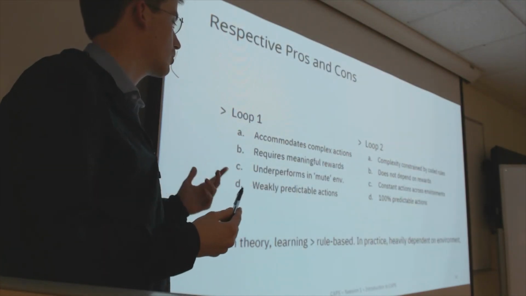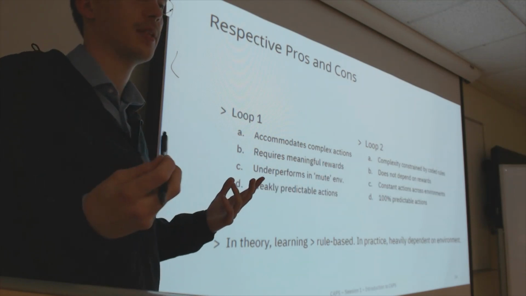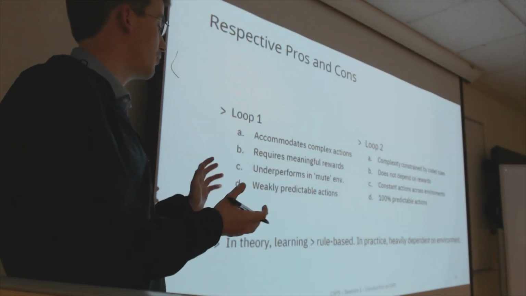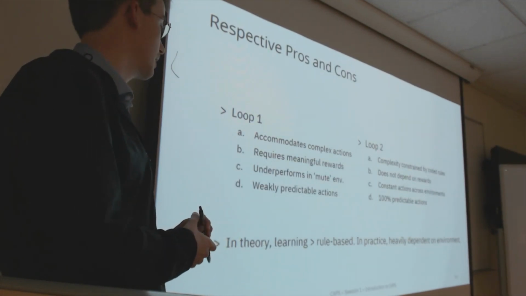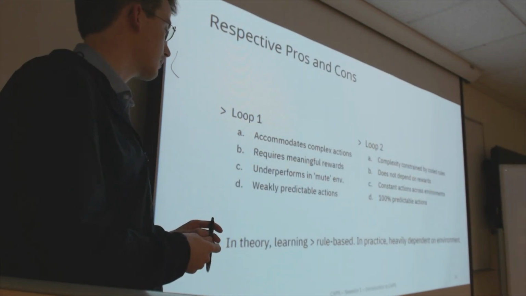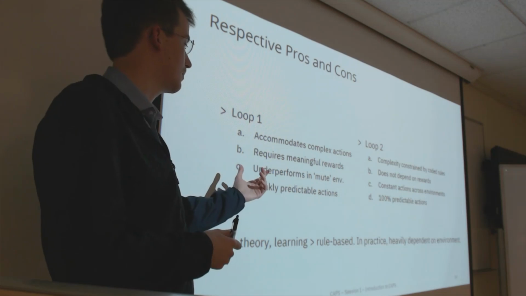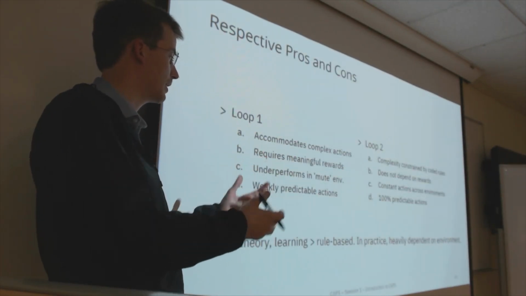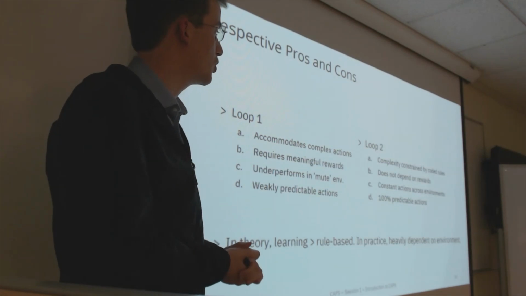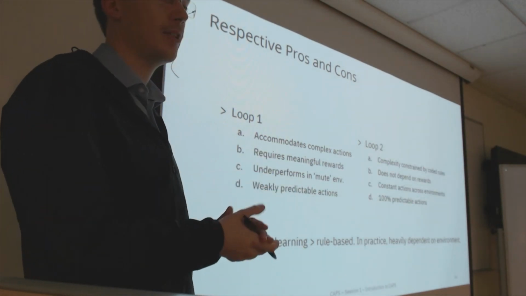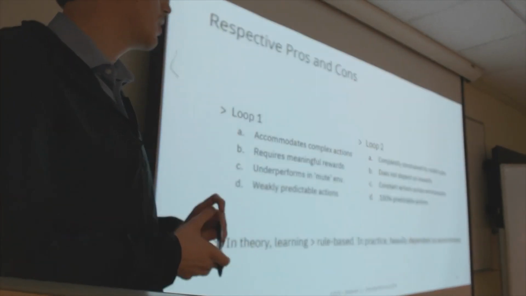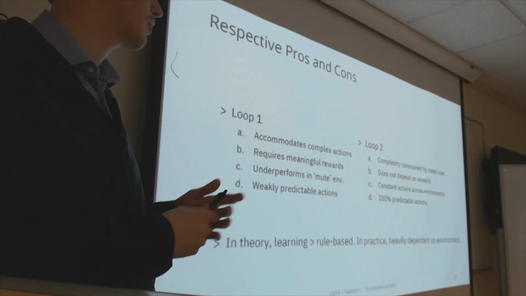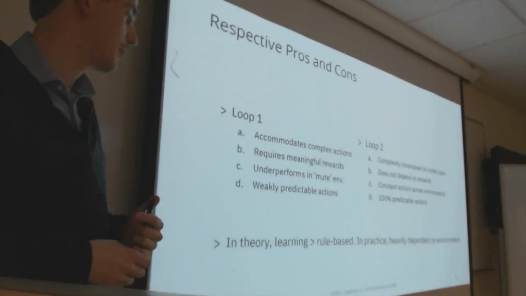And then the actions are super hard to predict. Actually, there's a separate field in AI research called AI safety, which basically studies how these systems can become predictable. But for loop 2, the complexity of the agent is obviously constrained by coded rules. It does not depend on rewards. The action is always going to be constant across environments and 100% predictable.